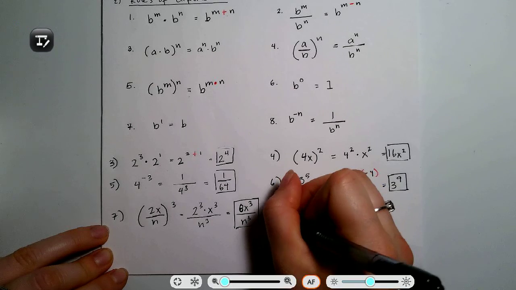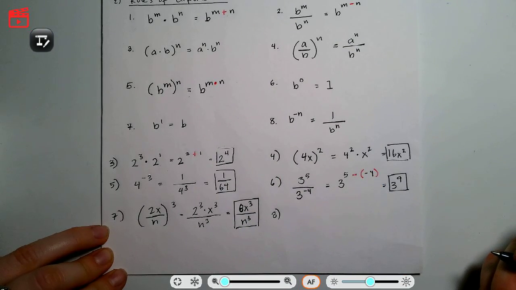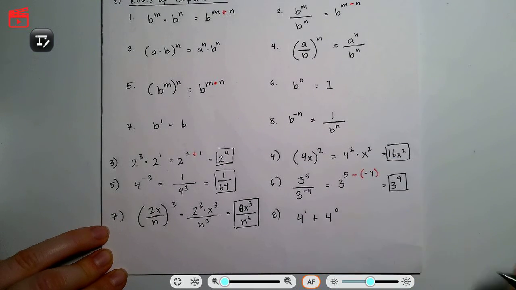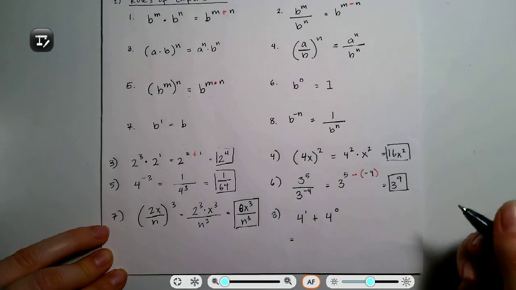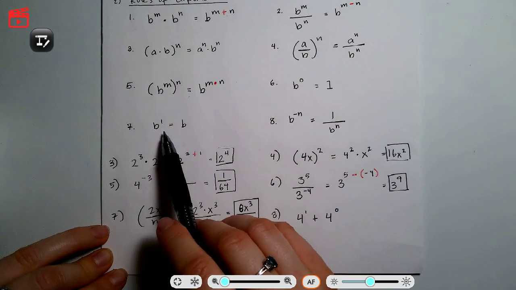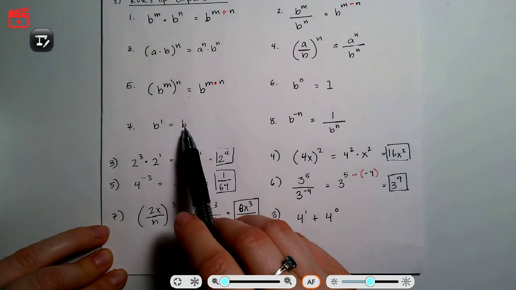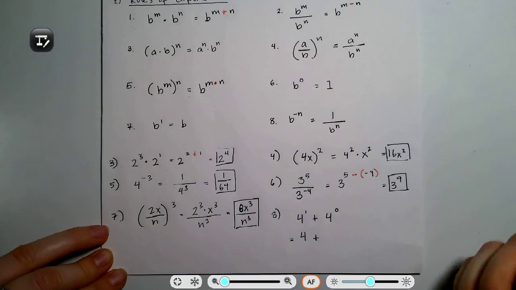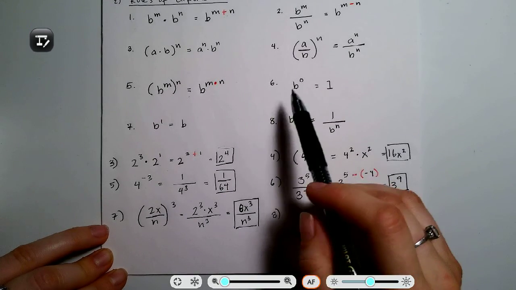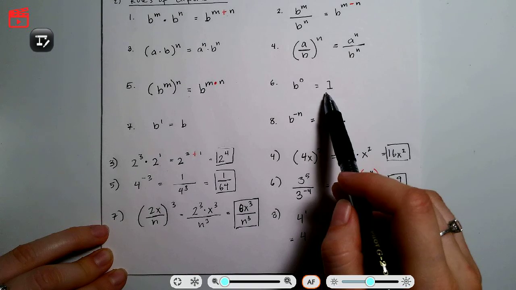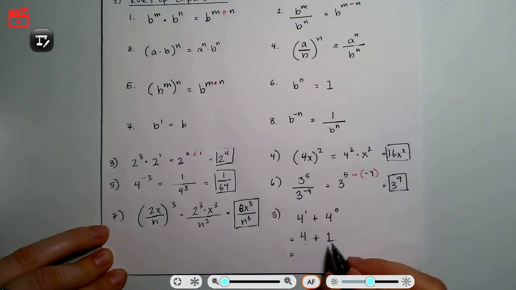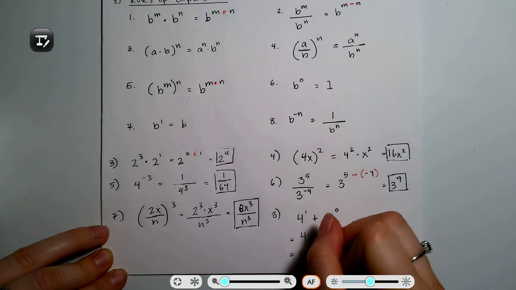And last but not least, number 8. Ooh, this one's fun. 4 to the 1 power plus 4 to the 0 power. Well, let's see. Where's anything raised to the 1 power? Right there. Oh, it's just going to be itself. Okay, well, 4 to the 1 power is just going to be 4. Plus 4 to the 0. Where's that 0 rule? Right there. That is just going to equal 1. So, what's 4 plus 1? The answer is going to be 5.